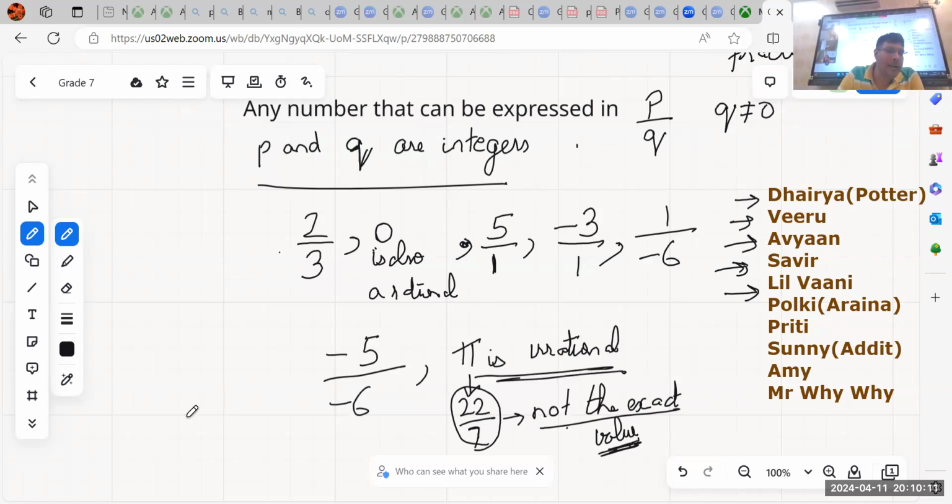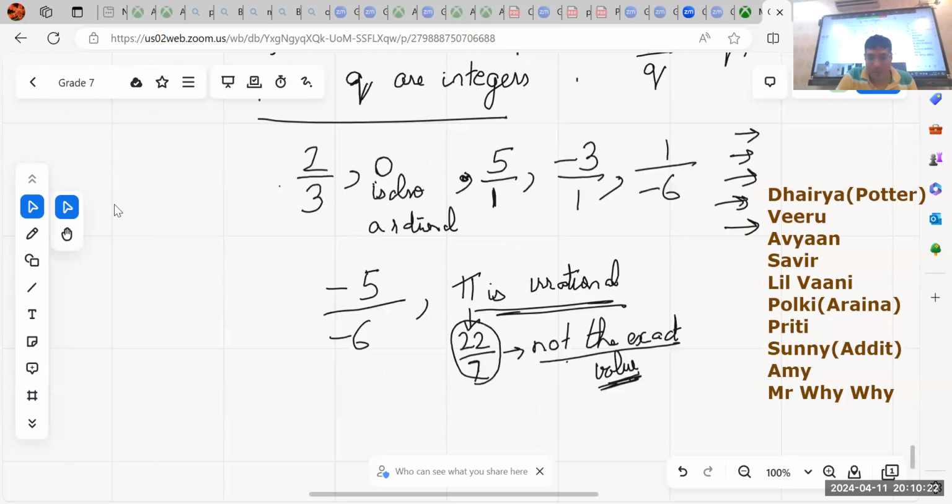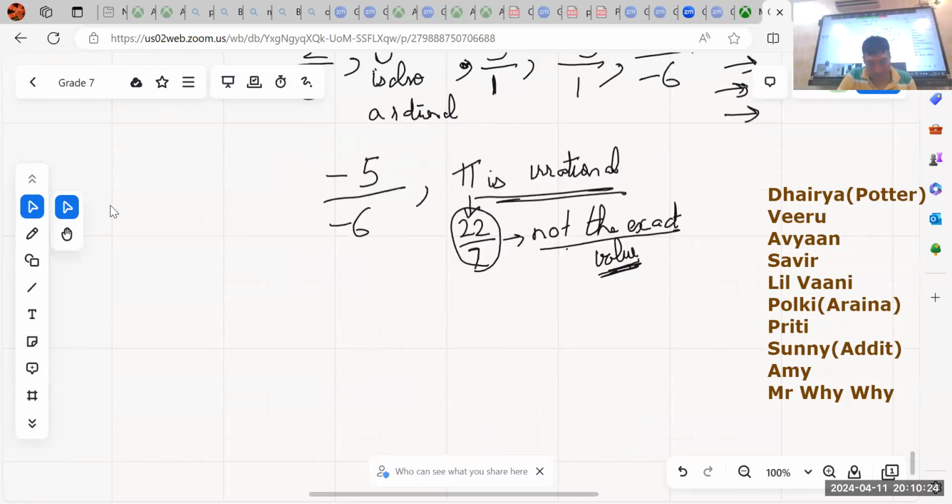Pi is a very common irrational number. Every teacher in every book will first teach rational numbers and say pi is irrational. Some books give the reason, some books don't. They just like to confuse kids like me. But I have explained it to you. Pi is irrational. We have understood, right?